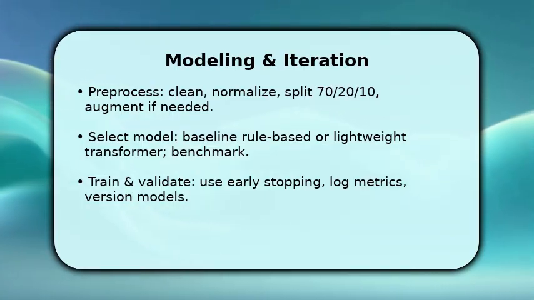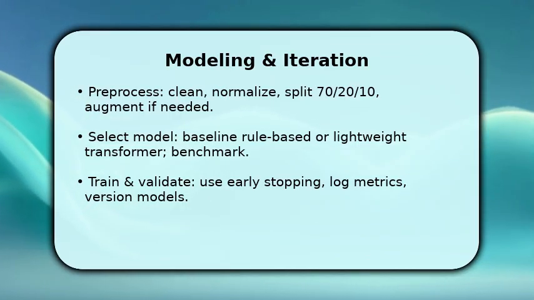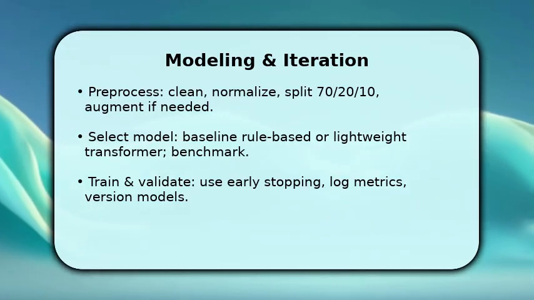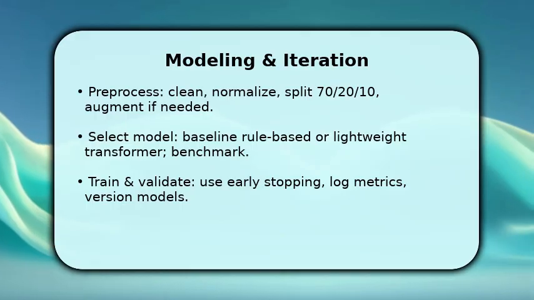During training, use early stopping, track metrics, and version models so you can roll back. Once a candidate performs well, run robustness checks and adversarial tests to reveal weaknesses before deployment.